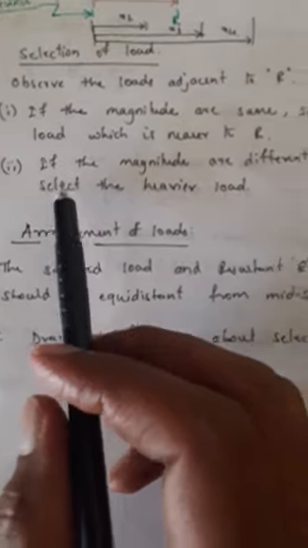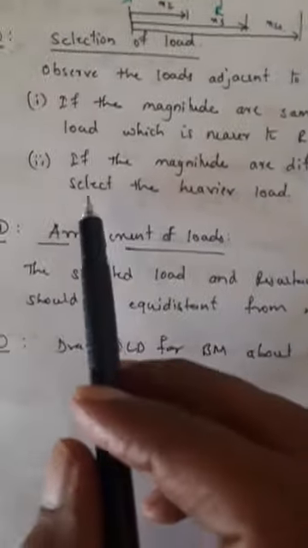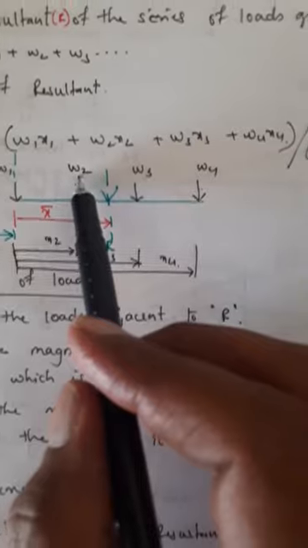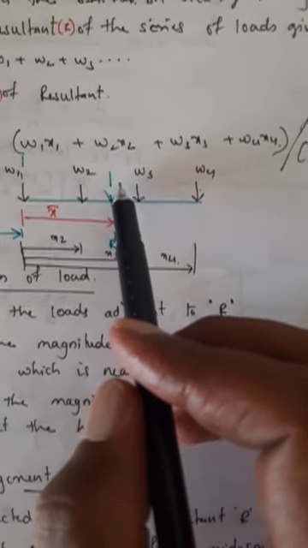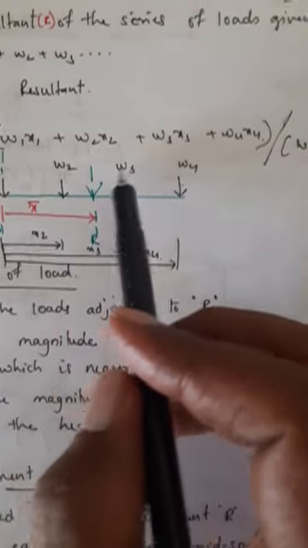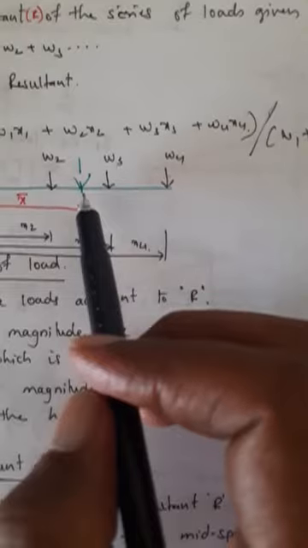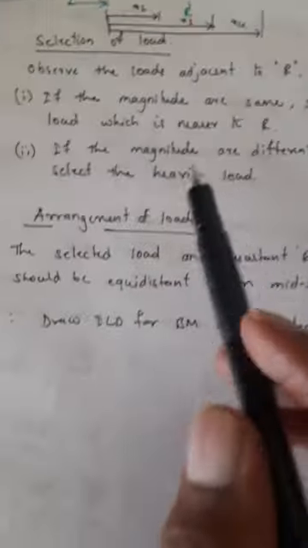Second case, if the magnitudes are different, means loads are different, select the heavier load. Suppose this is the resultant R, W2, W3. Suppose the resultant is here. So select the load which is heavier if loads are different. If loads are same, select the nearer load. If loads are different, select the heavier load.